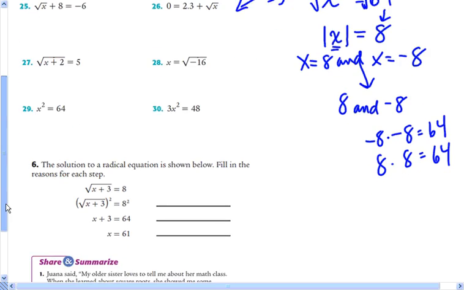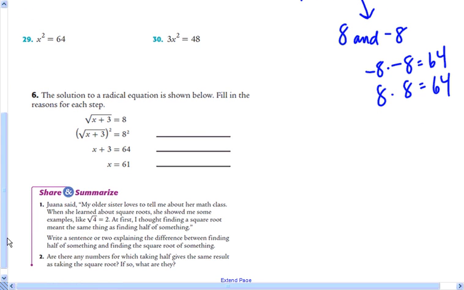All right. So let's do number 6 here, and then I'll let you do the rest in class. So we start with this equation, the square root of the quantity x plus 3 equals 8. First thing we did is we squared both sides. And what that does is it gets rid of the square root. You square a square root, it undoes that. So now we have x plus 3 equals 64.